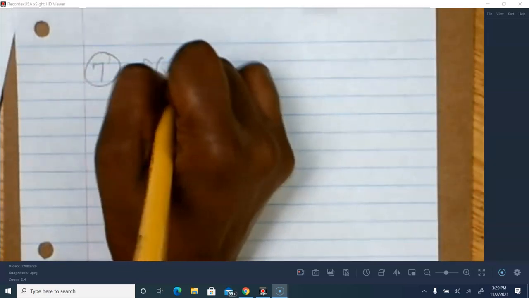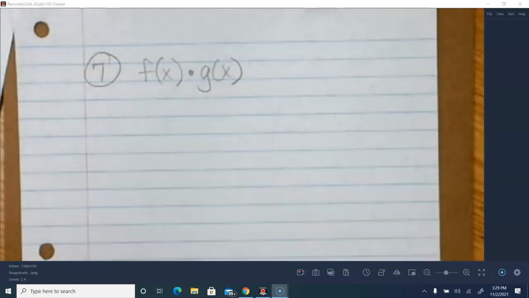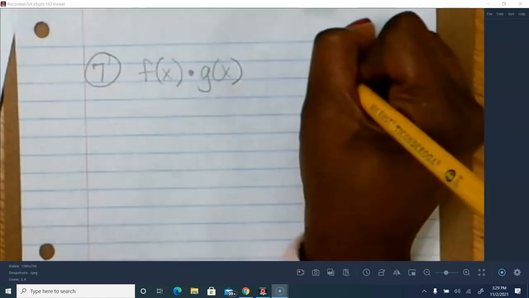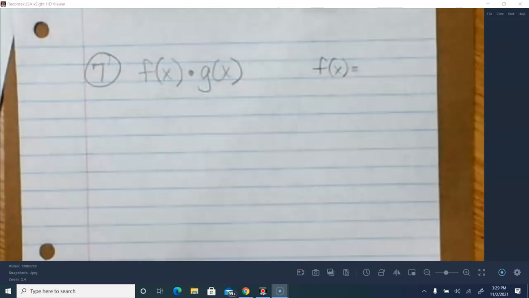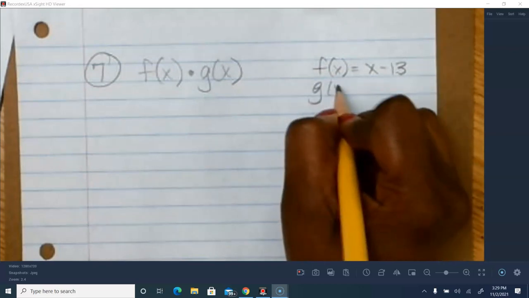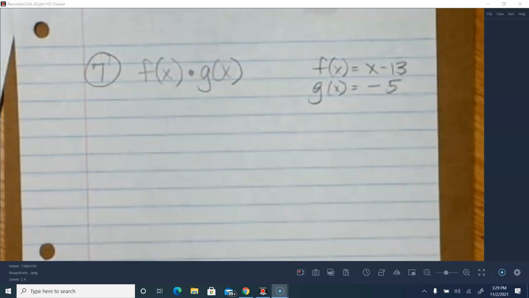For number 7, we are asked to find, again, f of x times g of x. I'm going to write that out. F of x times g of x. It's really important that we keep everything lined up. So, again, I have to know what f of x and g of x are. So, f of x, as it has been given, is x minus 13. And g of x is negative 5.